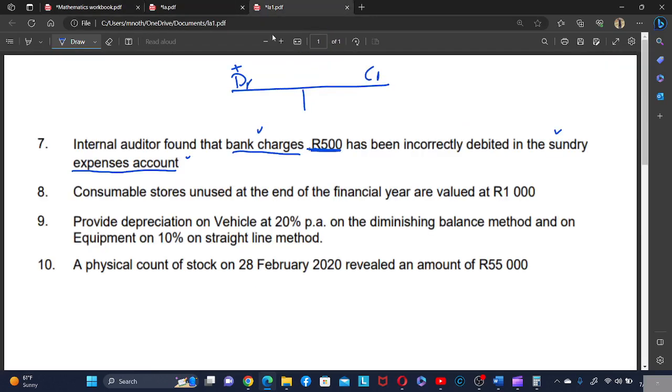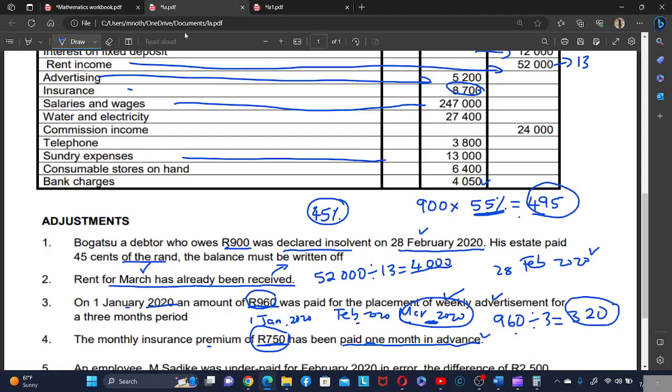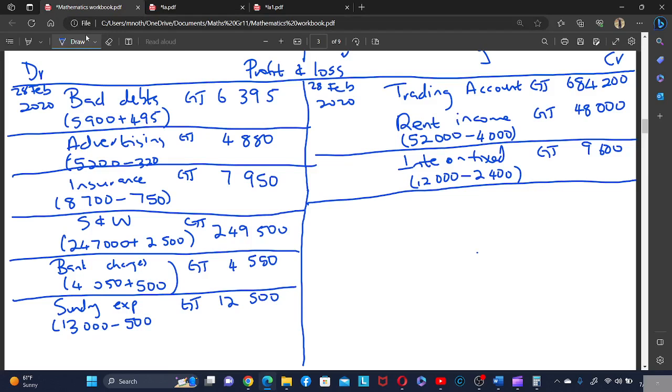Number 8. Consumable stores unused at the end of the financial year are valued at 1,000 Rand. Okay? Where are the consumable stores? The consumable stores, they are 6,400. These are the expenses.